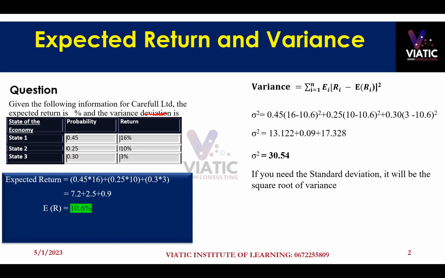Given the following information for Careful Limited, the expected return is what percentage and the variance is what percentage. We really need to understand this, because it's part of the examination, and usually if you get question 1 right, if it is maybe 30 marks, you are in a good position. The formula for expected return is probability multiplied by return plus probability multiplied by return plus probability multiplied by return. In the textbook, P represents probability and R represents return.